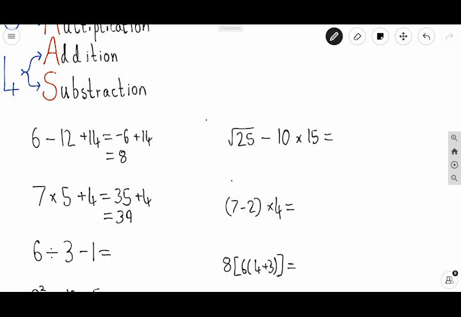If you didn't get it right, it's alright. The important thing is you learn from it, and the mistake you might have made is instead of doing multiplication first, you might have done addition first. Okay, let's move on to the next question.